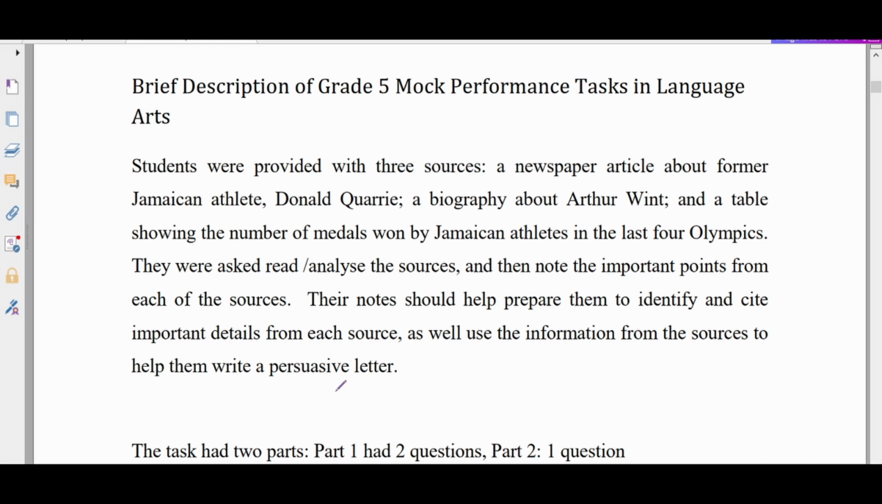All right, so let's take note of some of the things that the examiners are saying here. That the students were asked to read and analyze the sources, then to what? Note somewhat important points, right? And their notes were to help prepare them, and they were supposed to write some persuasive letter that was there. All right. It goes on.